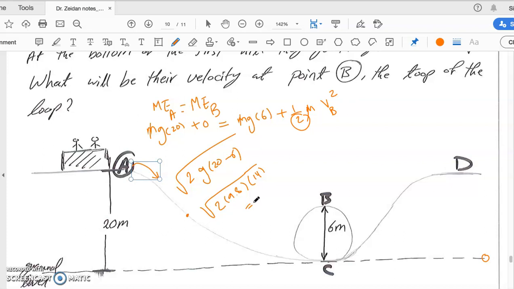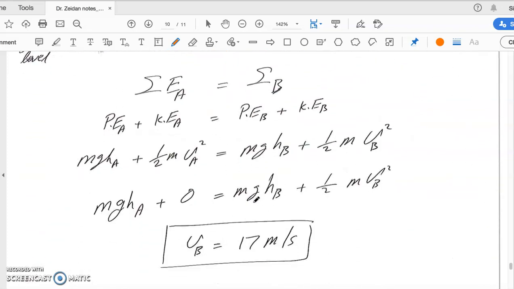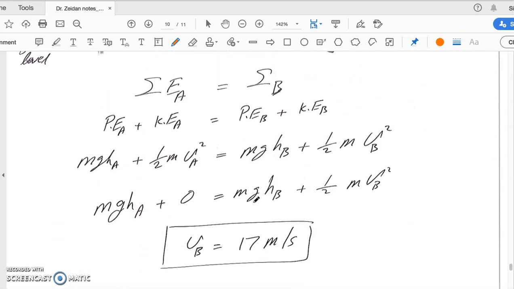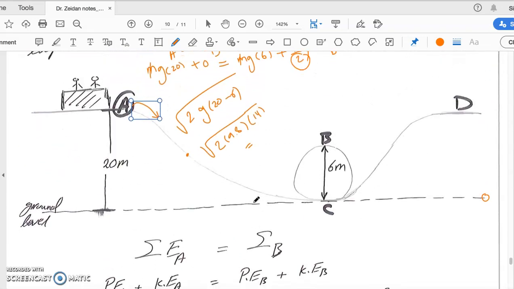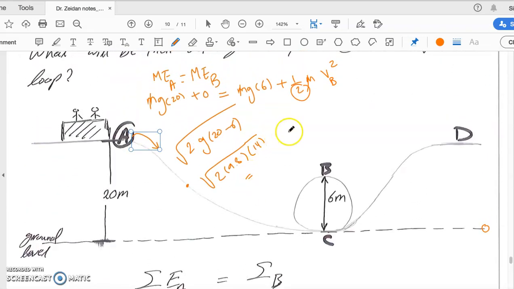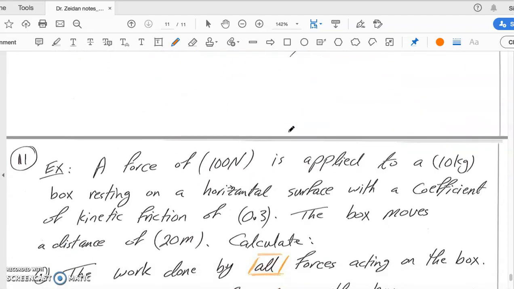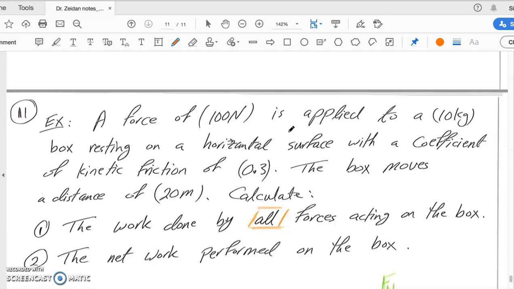I will do it with you guys. So it's 2 times 9.8 times 14, equals 274, and I want the square root of that. Square root of 274 is almost 17. So what is the answer? Almost 17. Yeah, it is 17. No problem, no signs, nothing. You just simply apply mechanical energy conservation. Okay, and now the last problem in this chapter.